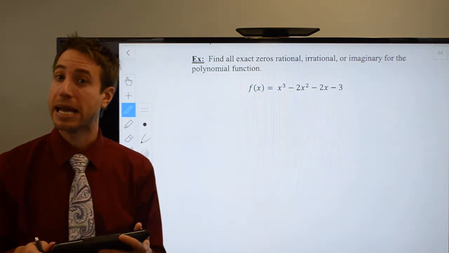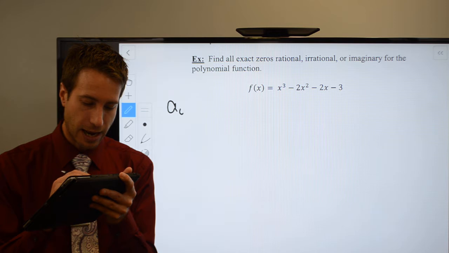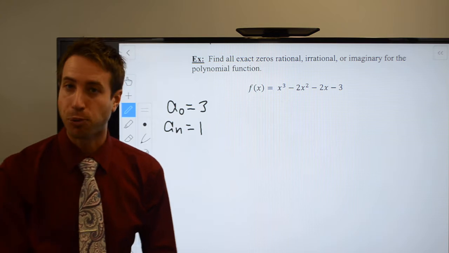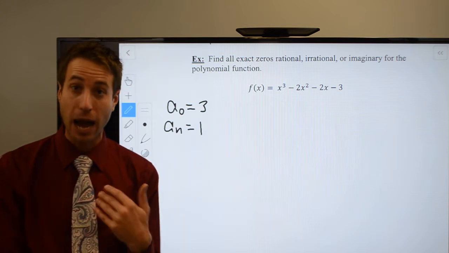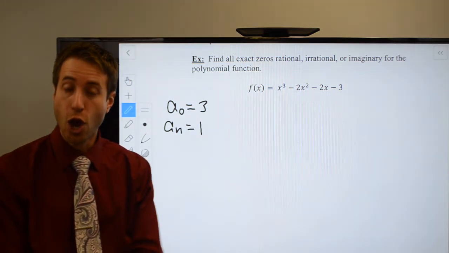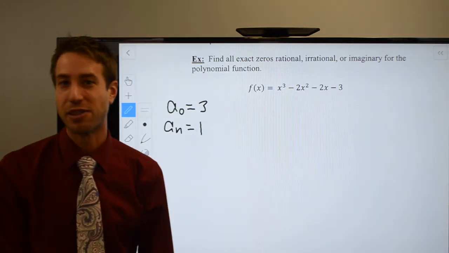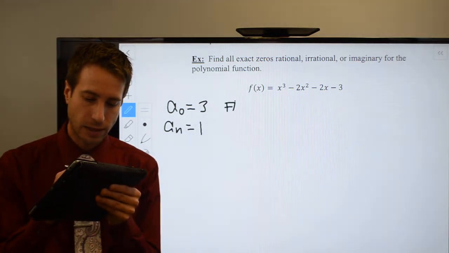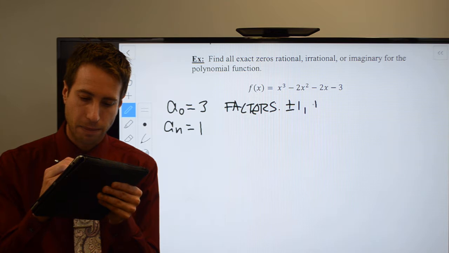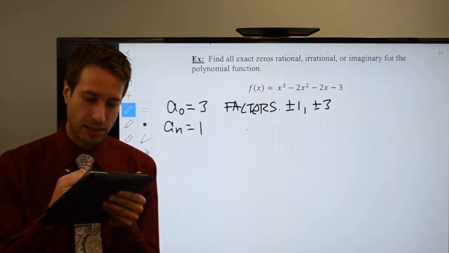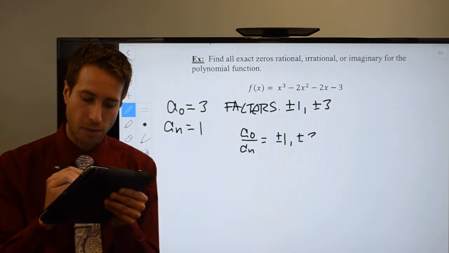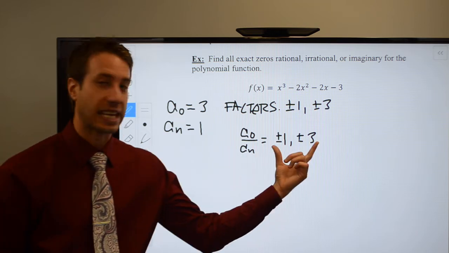I first need to make my list. A naught is equal to 3. A n is equal to 1. And as promised, I've done exactly what I said I was going to do. I'm going to try and keep that list as small as I can. My leading coefficient is a 1, which means my list is just going to be whatever the factors of a naught are. And 3 does not have that many factors, plus or minus 1 and plus or minus 3. So my list, a naught over a n, is equal to plus or minus 1 and plus or minus 3. So as promised, I keep the list short.